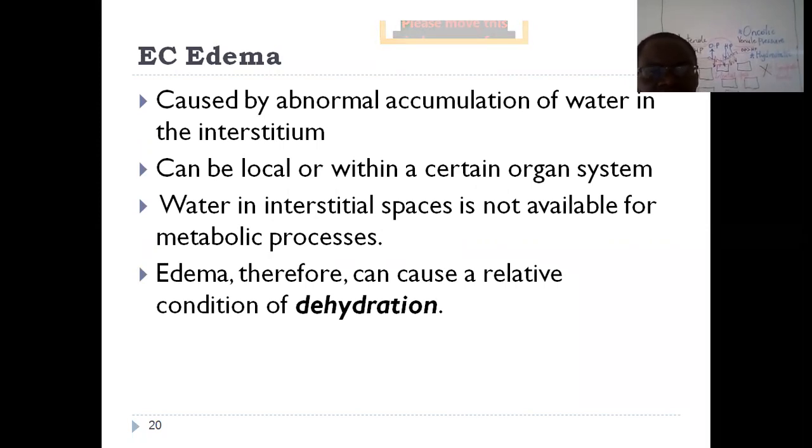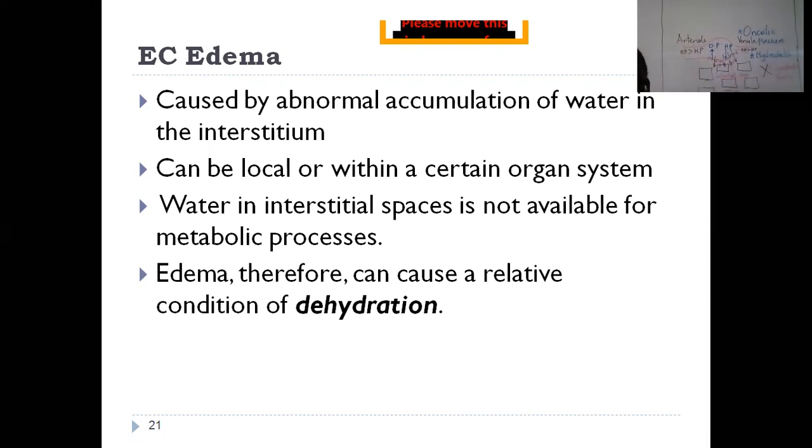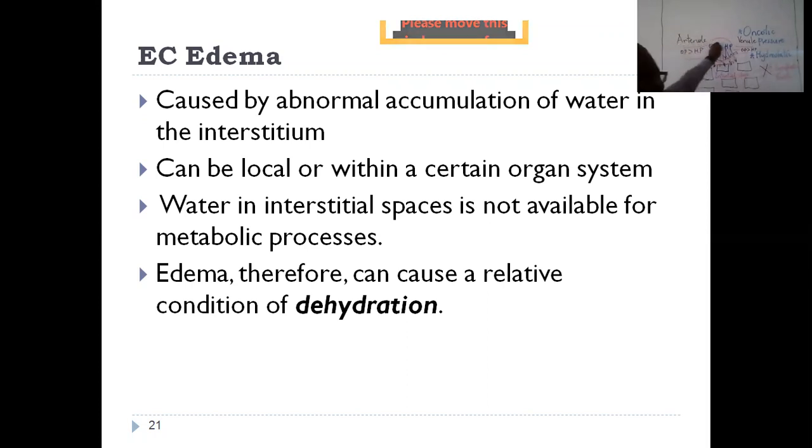Now, we said that edema can also bring about dehydration. Remember, the fluid that leaks out is not important. In case of edema, it does not play part in any physiological functions. That basically means that the fluid that remains within the vessels is not enough, and as a result, it will bring about dehydration.